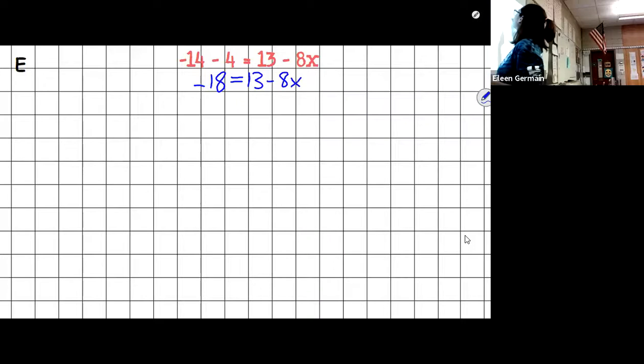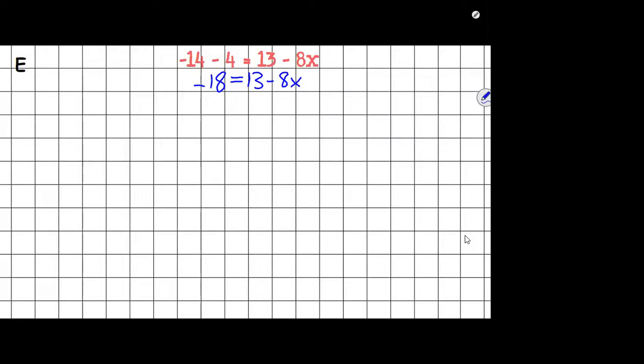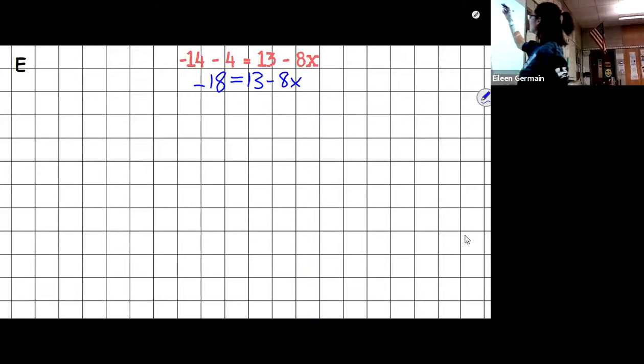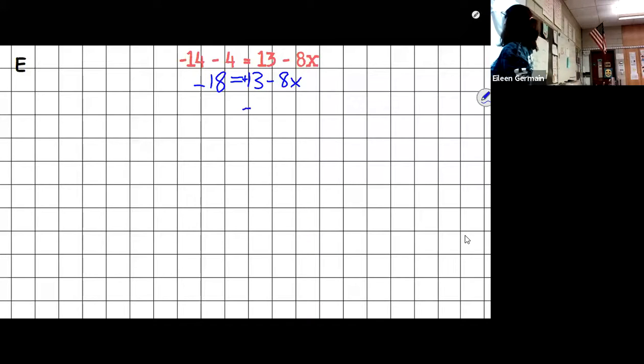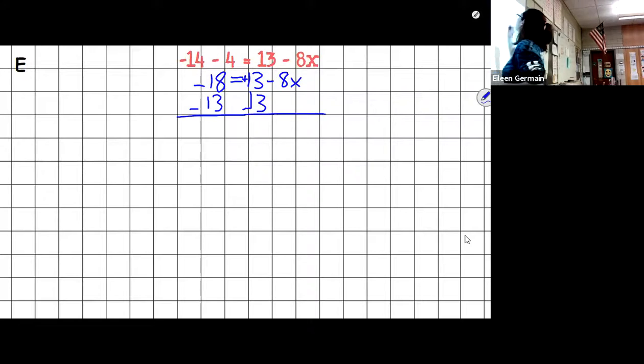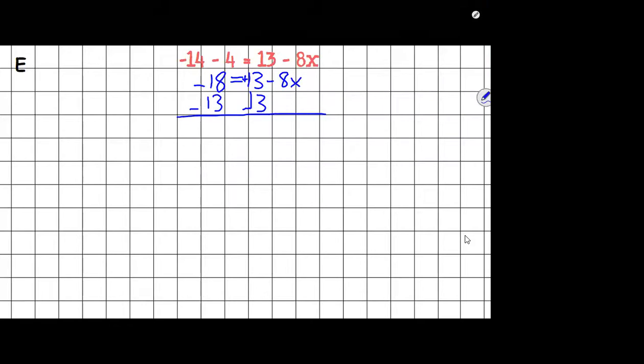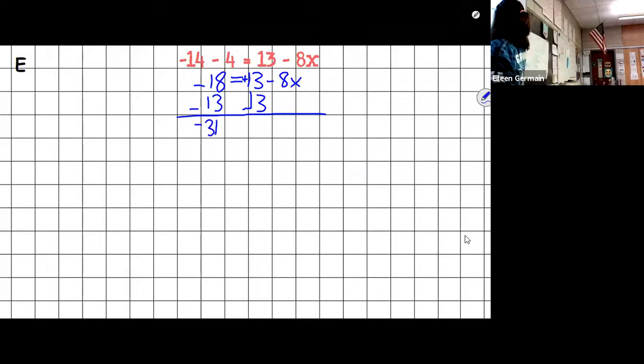Very good. So then what was your next move here? I got rid of the 13 on the right side by subtracting it. Very good. Because this is a positive 13, we can bring it over to the other side because we want to bring our constants to the left by subtracting 13 from each side. And you were left with what, Ian? Negative 31 equals 8x.